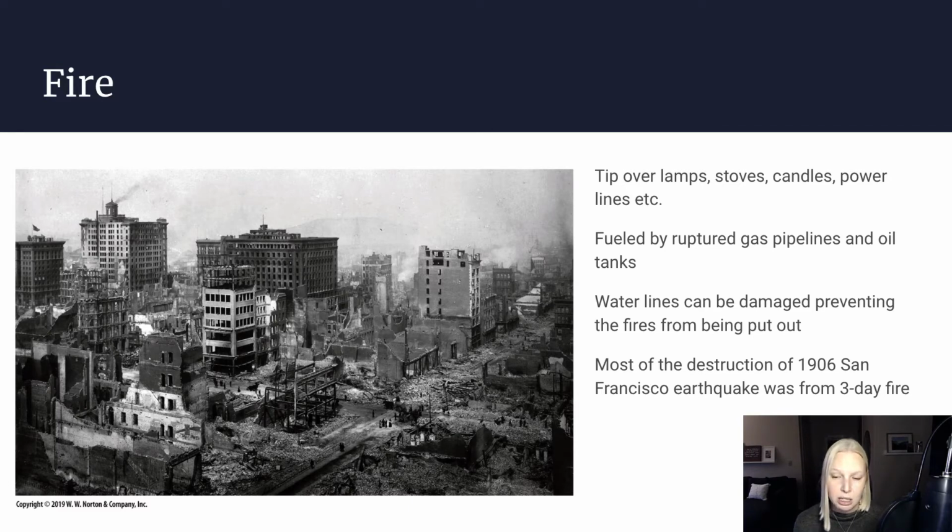This is the 1906 San Francisco earthquake, and you can see that it was really badly damaged by a 3-day-long fire. And these fires couldn't be put out because the water lines had all been damaged and firefighters had no water to douse the fires with. So fire is an extremely dangerous result of earthquakes, again, especially in these densely populated areas, these cities. San Francisco essentially had to be rebuilt after that 1906 earthquake and the resulting fires.